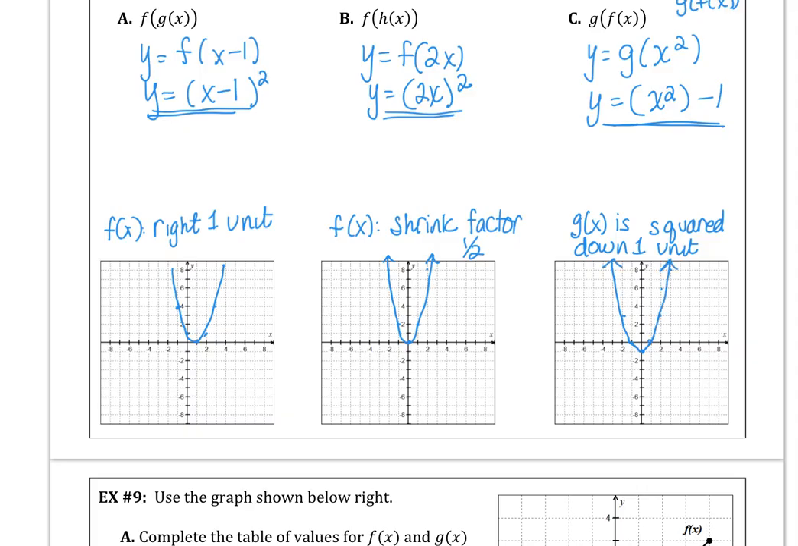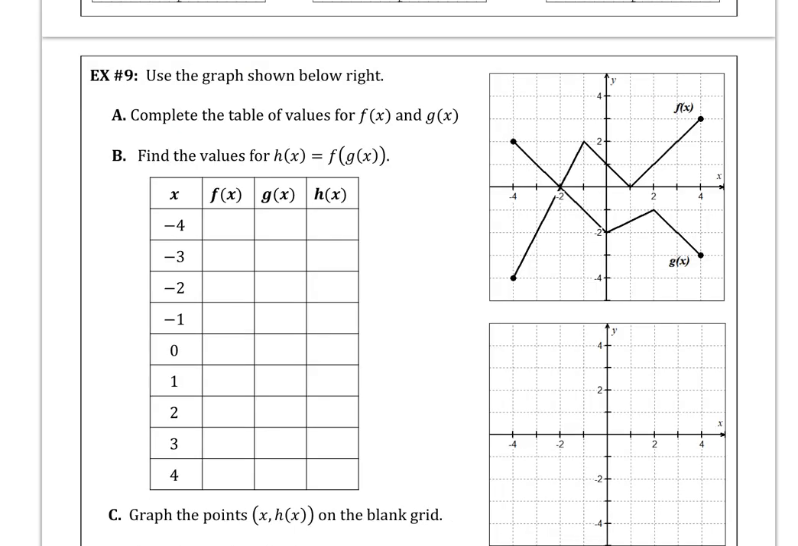So using transformations to talk about compositions. Example 9 wants us to look at the graphs and complete the f of x table. So looking at the f of x graph, I'm going to highlight that just a second here. We can see this is the f of x graph right here, that's our yellow graph. And then the g of x graph is in red. That's the g of x. We want the table for each one of those.